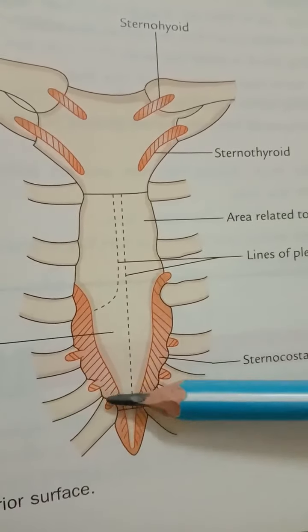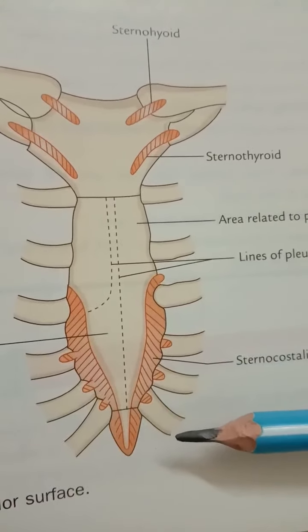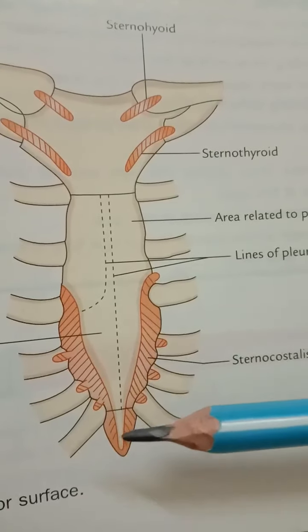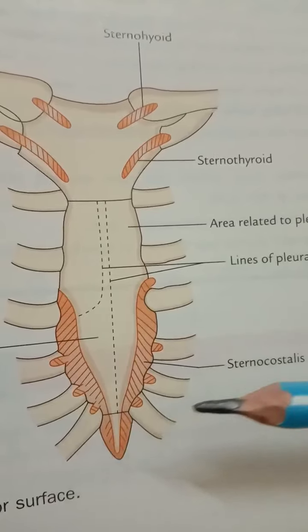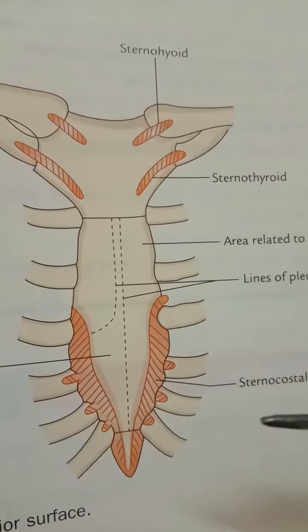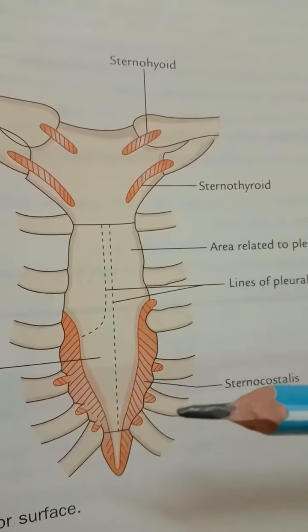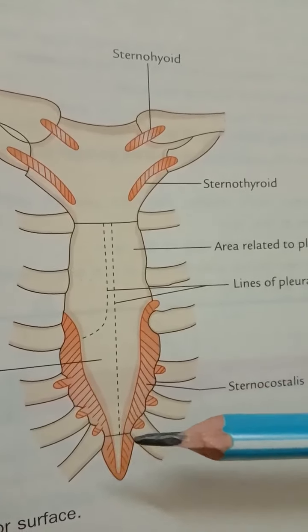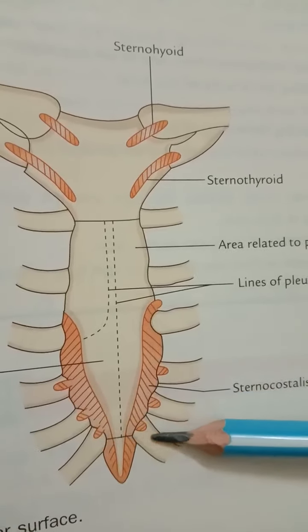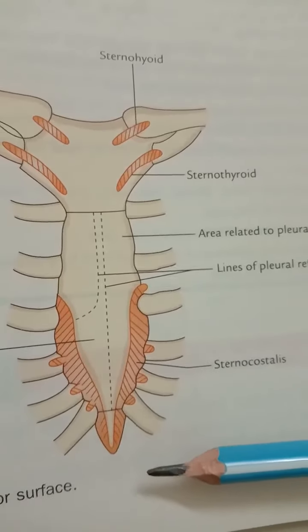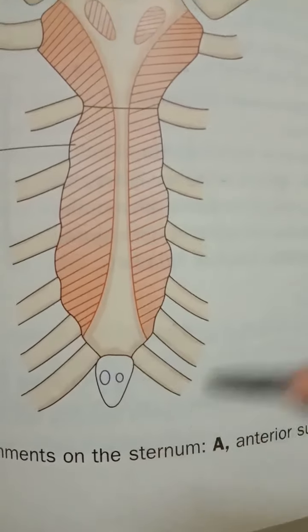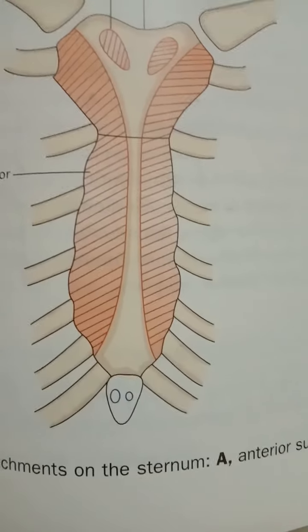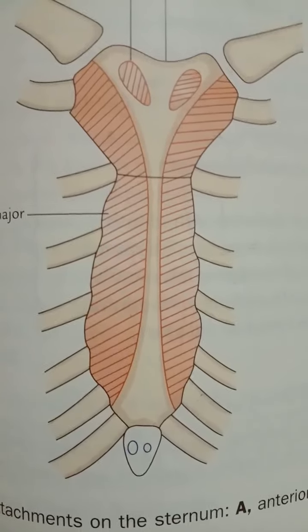Then this is the lateral border. The lateral border gives attachment to the aponeurosis of the internal oblique and the transversus abdominis muscle. The upper end forms a primary cartilaginous joint with the body of the sternum. Then the lower end affords the attachment of the linea alba on the anterior side. So these are the attachments related with the sternum.